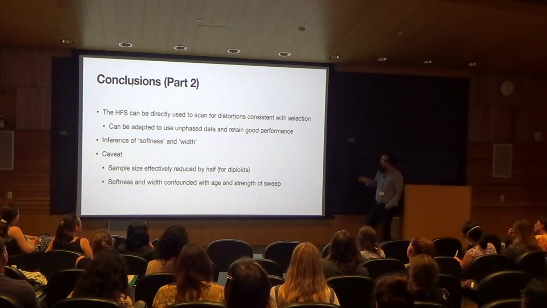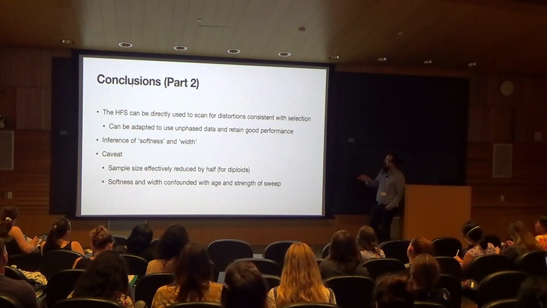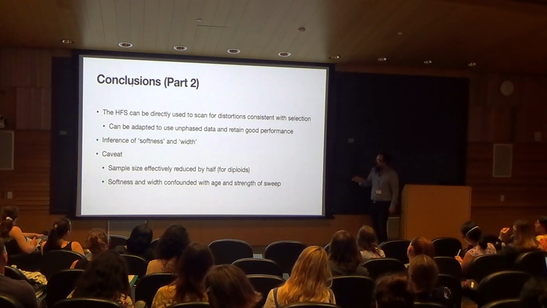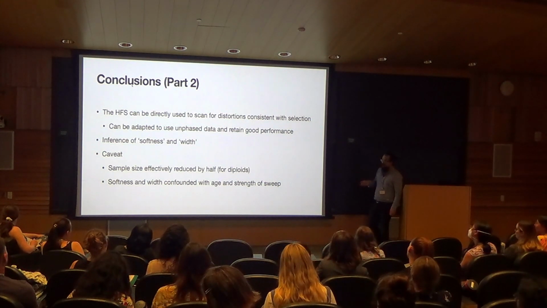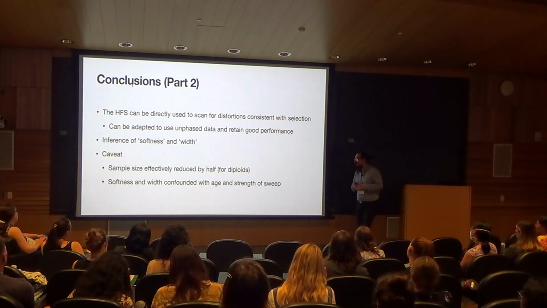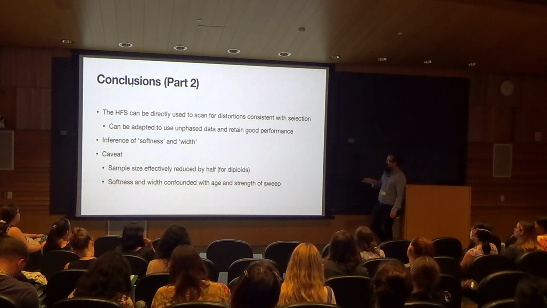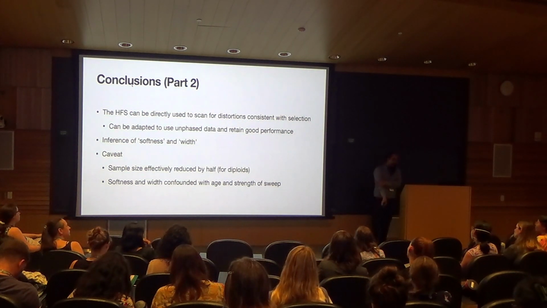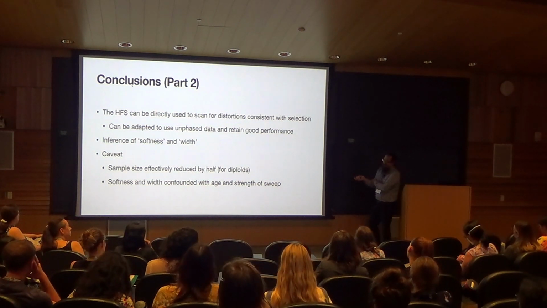I didn't directly address this, so we can, in a sense, infer softness and width, but one of the things we found in our simulations is that this inference of softness and width are somewhat confounded with both the age and the strength of the sweep. I think if you think about that for a second, that should probably make some sense. And then again, the same kind of caveat is that our sample size is effectively reduced in half for diploids, but in the case of the frequency spectrum, this is actually less of a problem.